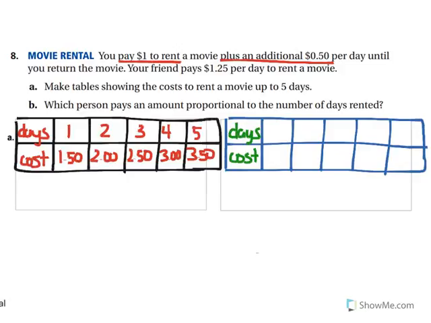Now for our other person, our friend, they pay $1.25 per day to rent a movie. So let's look. At one day, the cost is $1.25. That means at the second day, you're going to have 2 times this amount, so it's going to be $2.50. Or you're going to add $1.25. So as this becomes 3, 4, 5, I'm adding $1.25. So this becomes $3.75.